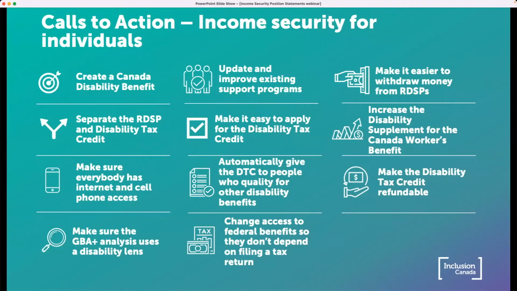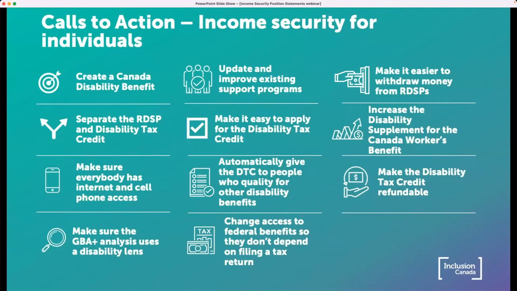The Canada Workers Benefit is given to people who have employment income but are still not making a lot of money. There's a top-up for people who have a disability, with some different parameters, but we'd like to see that increased. We'd like to really see disincentives for employment removed from disability support programs so that there is better opportunity and less confusion around going out and getting a job.